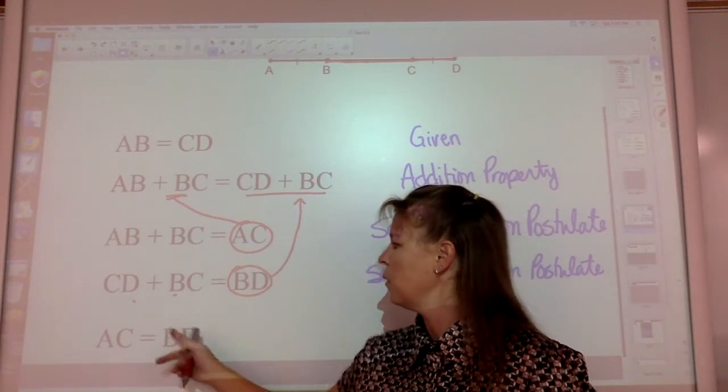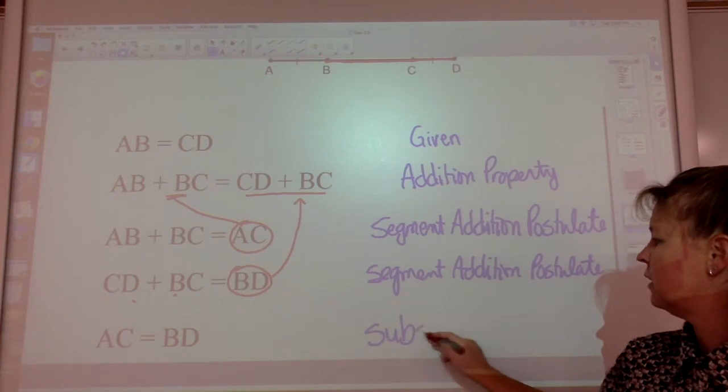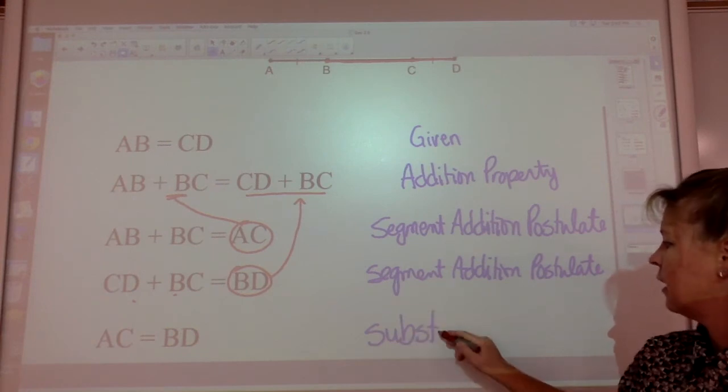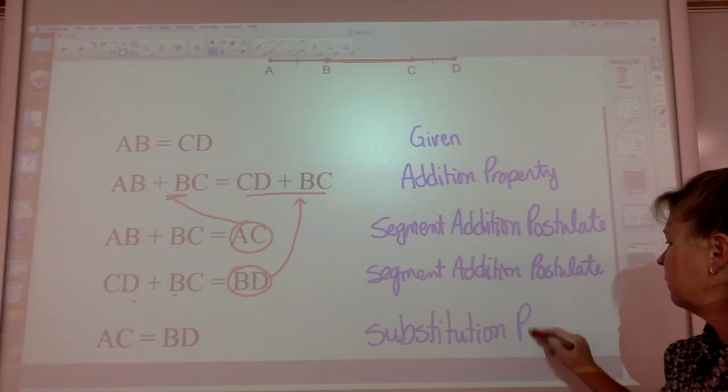If two things are equal, you can replace them anywhere you want. That's called the substitution property. Substitution property.